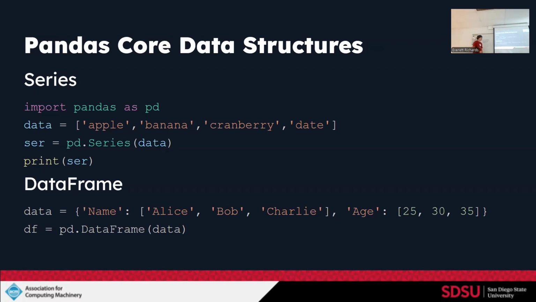And then a data frame is pretty similar, except now we have labeled columns. For example, here, the data frame has columns name and age. The values for the name are Alice, Bob, and Charlie, and the ages are 25, 30, and 35. You can imagine that as two columns side by side, that's what's going on here.